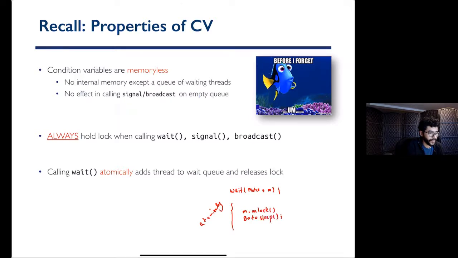Basically suspend this thread. Now, when you wake up, you're going to wake up at the next line from this. So you will wake up. The first thing you do is m.lock. I'm looking at the internal of this wait function. Now, when you call m.lock, are you guaranteed that you can lock the mutex? Not necessarily. Maybe the mutex is locked by someone else, right?